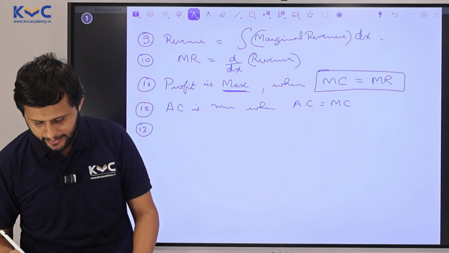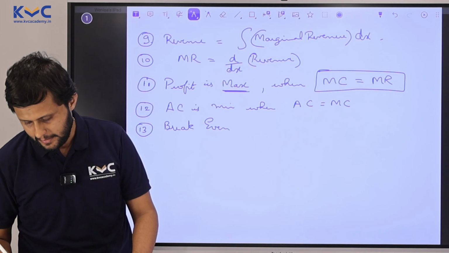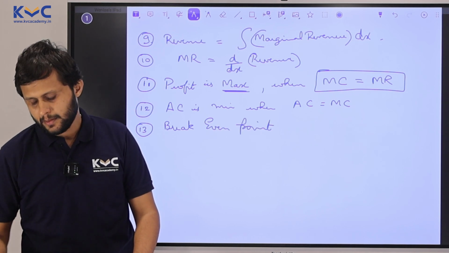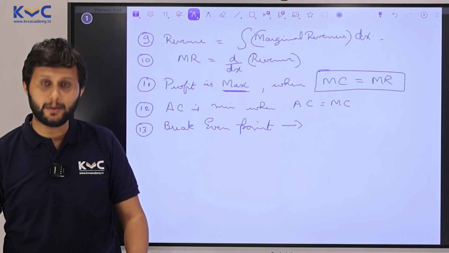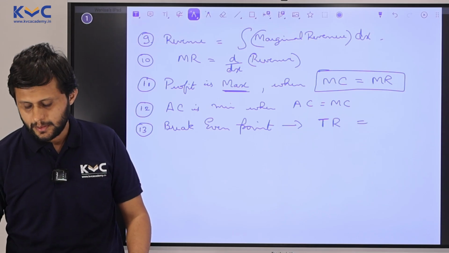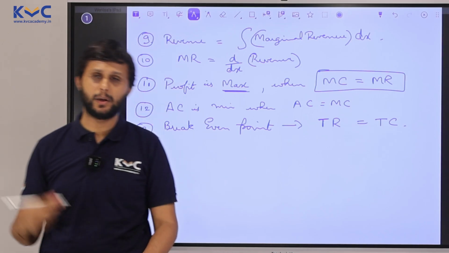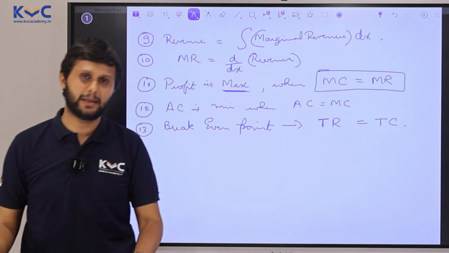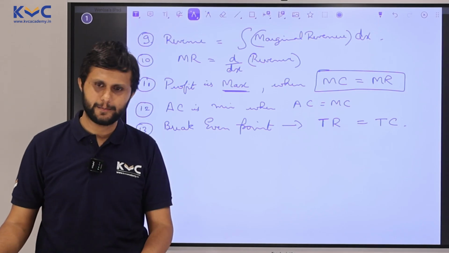And the last one that we need to remember is the break even point. What is the break even point? Here we have total revenue is equal to total cost. Cost is equal to revenue, and that's your break even point. Break even point is that point where you have no profit, no loss.